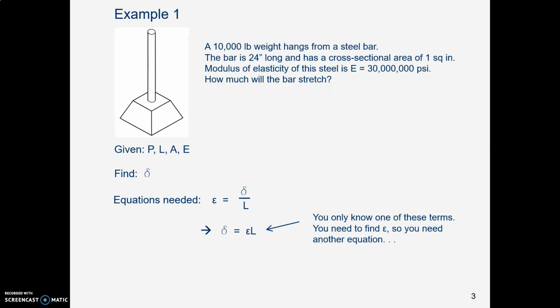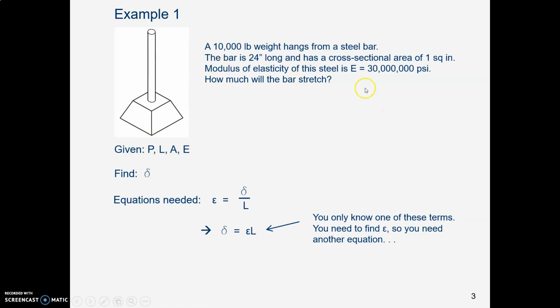What is it we are trying to find? We're trying to find deformation, aren't we? That's how much it stretches. What do we know? P, we know the 10,000 pound weight. Length, we know the 24-inch length. Area, we know the 1-inch area. E, we know the 30 million psi modulus of elasticity. So we know those 4 things, and we're trying to find out how much the thing will stretch.